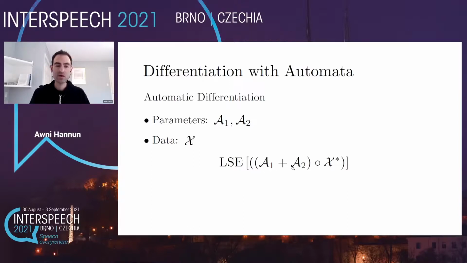Take the union of A1 and A2. We take the closure of the data X. This is just some made up function, by the way. It's not supposed to be anything practical or even interesting, but just to demonstrate how automatic differentiation works. So then we take the union, the closure, we intersect them, and then we compute the forward score of the intersection.